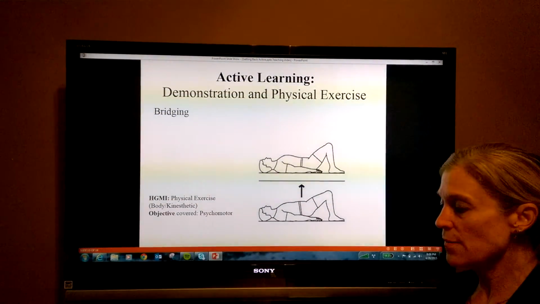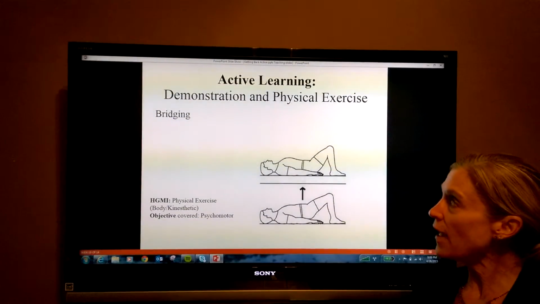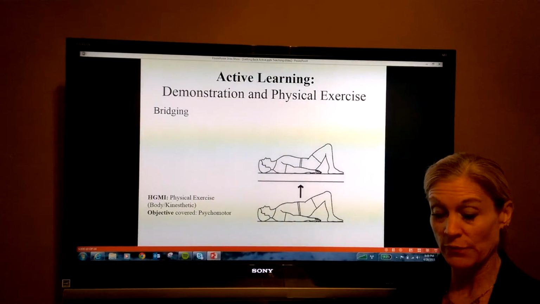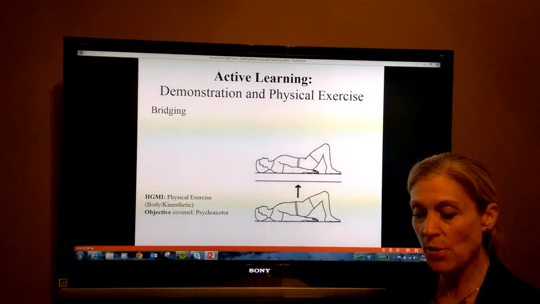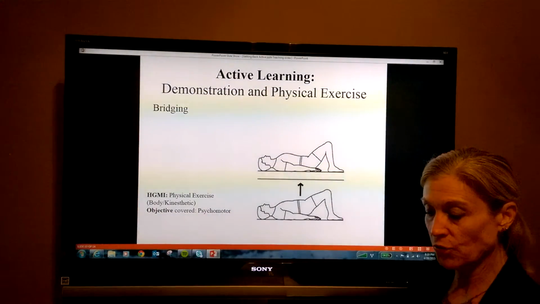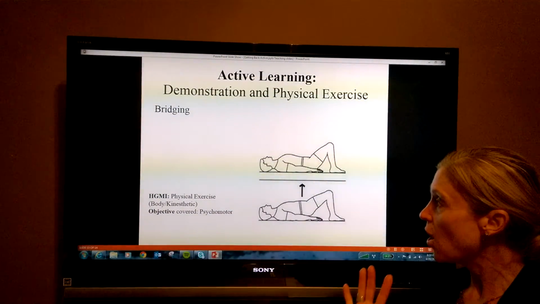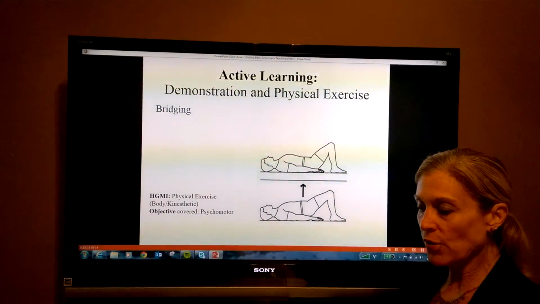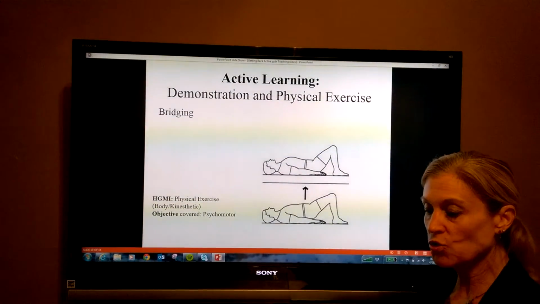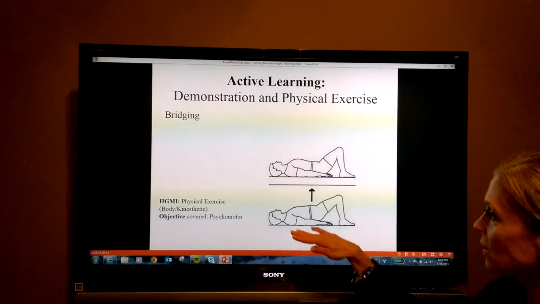Okay, the next exercise, and about the last exercise, is what we call bridging. And this is kind of cool. It's also a good hamstring move too. With bridging, they're going to lie on their backs. Their knees are going to be bent, and just their heels are going to be on the floor. And they're going to push with their heels off of the floor. Their hips and their butt are going to come off of the floor until their shoulders, hips, and knees are straight in alignment there.